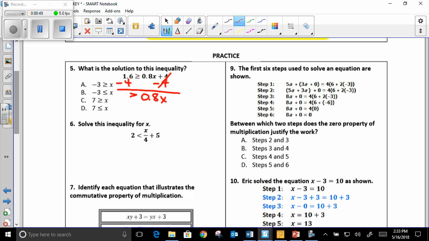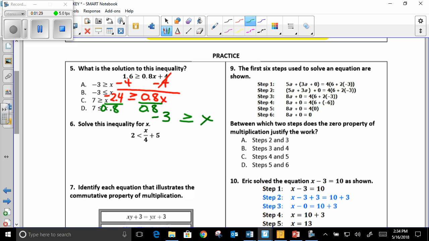0.8x. And when you subtract that, you should get a negative 2.4. So you have a negative 2.4 is greater than or equal to 0.8x. Now you want to get the x by itself. So now I'm going to divide both sides by 0.8. And notice that this is a negative 2.4, so that means my answer is going to be negative. All right. So when you divide that, you're going to get a negative 3, which is greater than or equal to x.